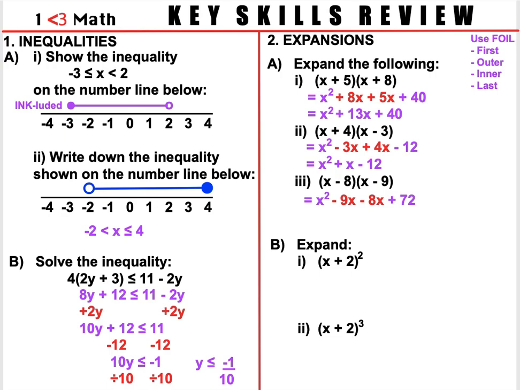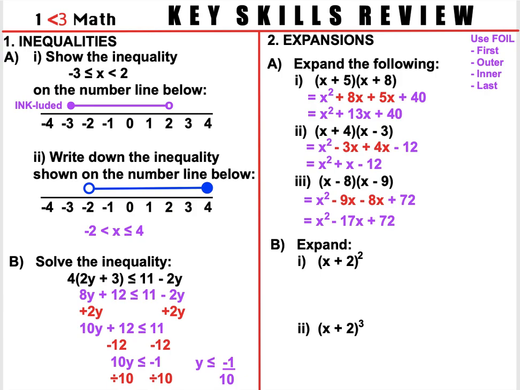Again, we go through the process of collecting our like terms. So our final solution for this question, with like terms collected, is going to be x squared minus 17x, because minus 9x minus 8x makes minus 17x, plus 72.